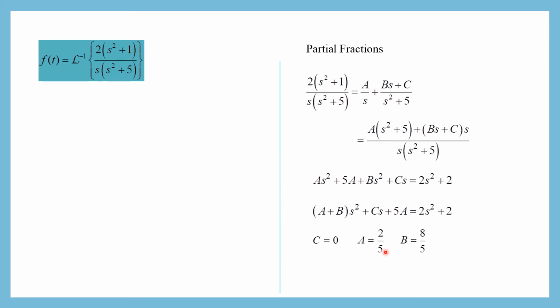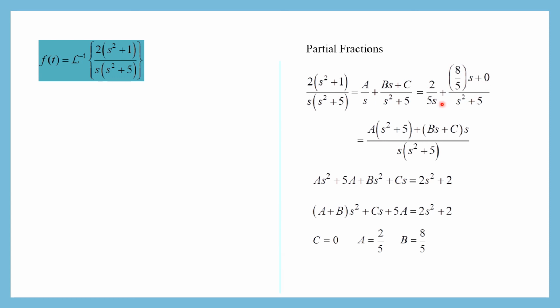So substitute a, b, c back into this form of partial fraction. So we get the following. Okay, now a is given as 2 over 5. So we write 2 up here and 5 down here. So 2 over 5s plus. Now b is found to be 8 over 5. So 8 over 5 times s plus c, which is 0, divided by s squared plus 5.